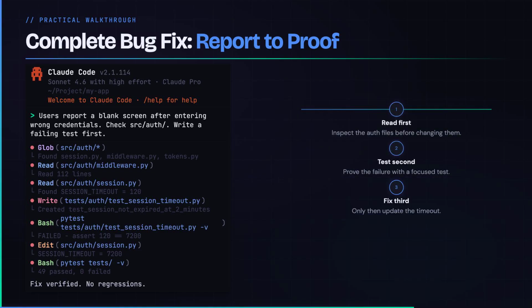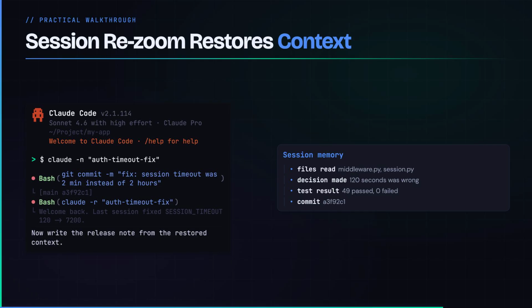The failing test is written next. test_session_not_expired_at_2_minutes fails with assert 120 equals 7,200. The fix changes SESSION_TIMEOUT to 7,200. Then the focused test passes, and the full suite reports 49 passed and 0 failed.